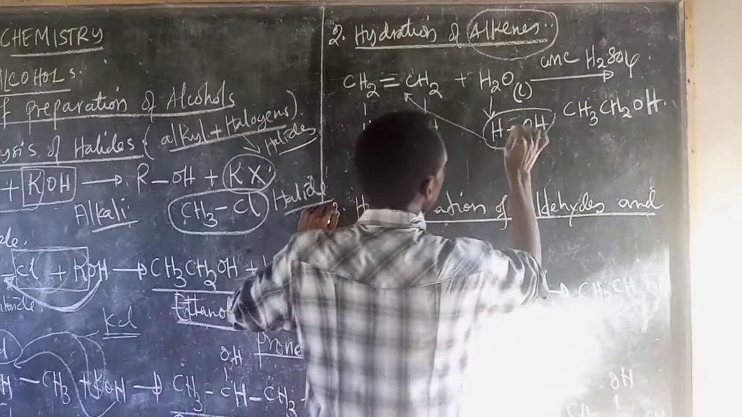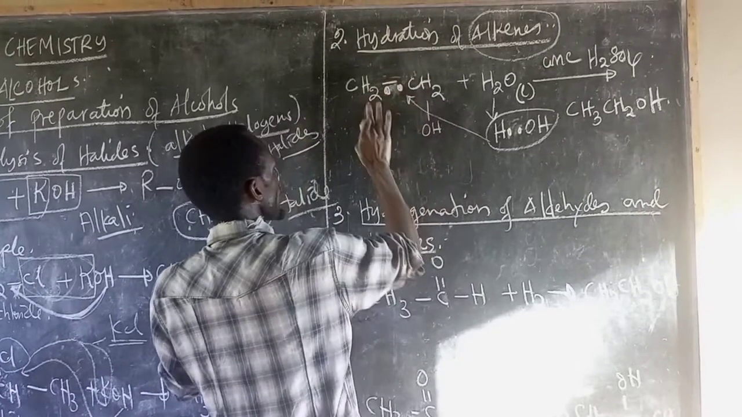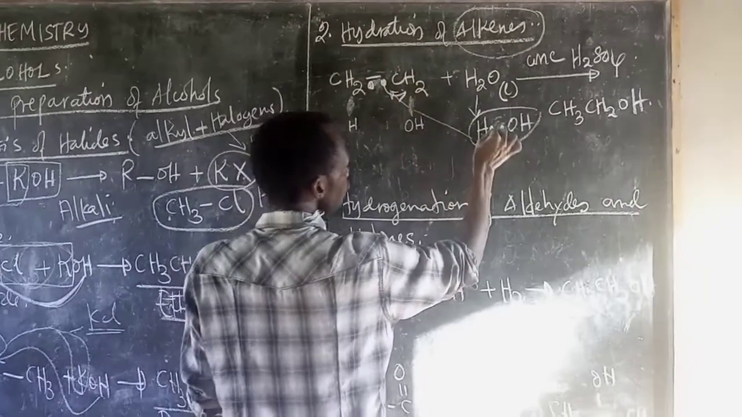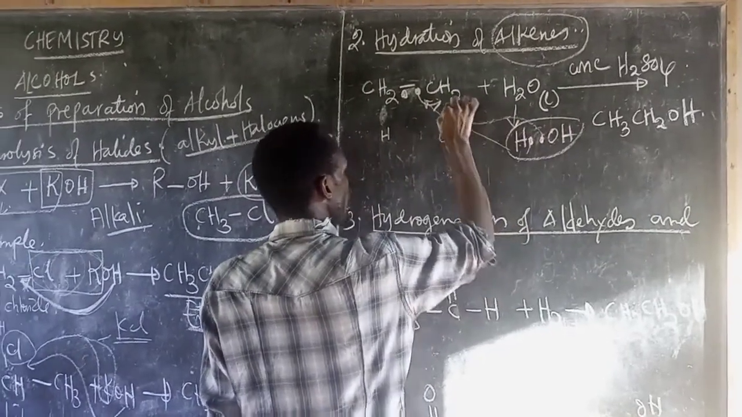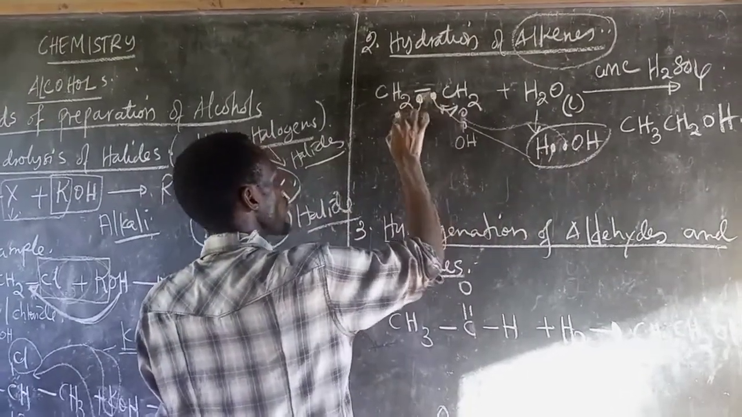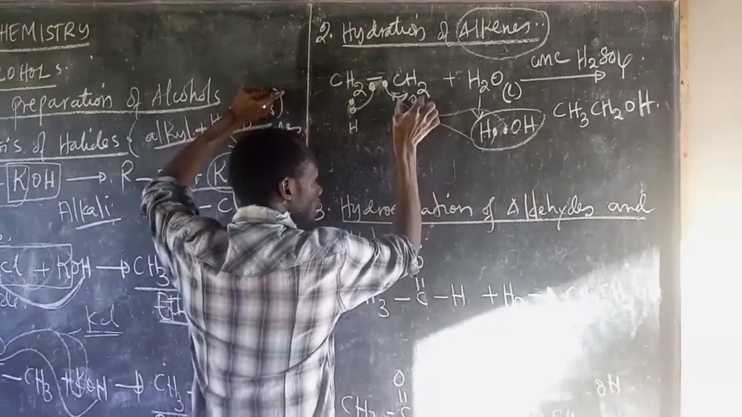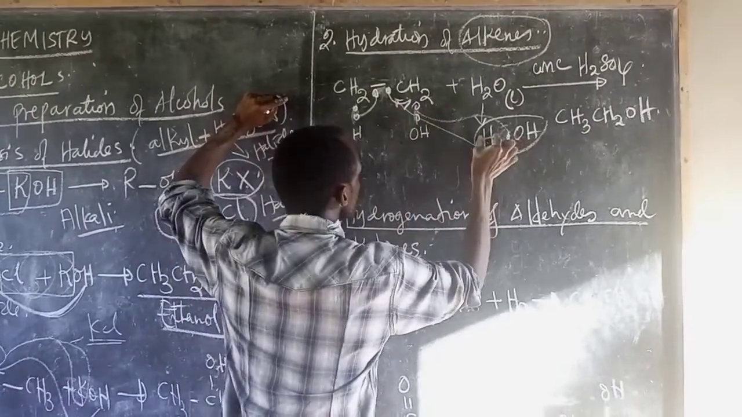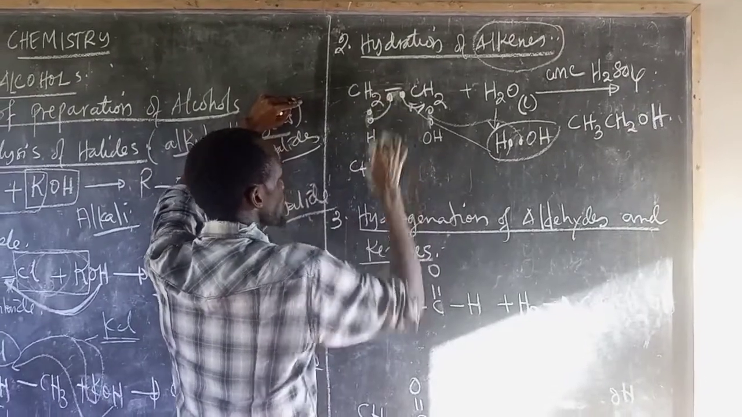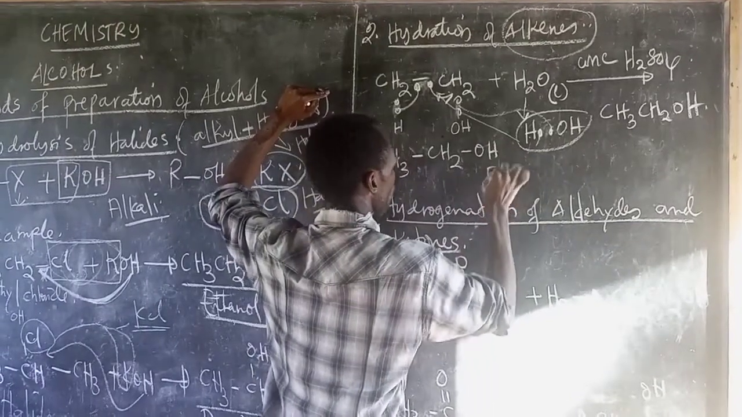Here, this has got 2 electrons, and this also has got 2 electrons. One of the electrons will be transferred here, and also one of the electrons will be transferred here, to form 2 electrons. That is why this OH group will be replaced here, and this hydrogen here. Now we have 3 hydrogens, and we are left with 1 bond, then this is the OH. This is ethanol, this is alcohol.